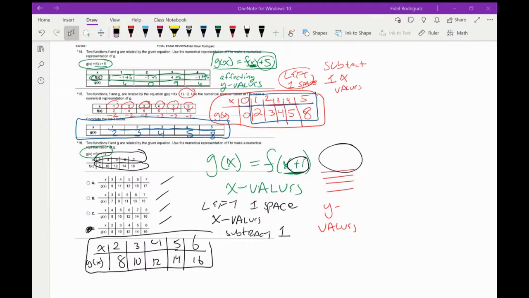I just really wanted to make sure that you guys kind of understood the concept. And when it's on the inside, we're changing the x values, and when it's on the outside, you're changing the y values. And guys, by the way, when you're changing the y values, if it says +5, add 5 to each of the y values.